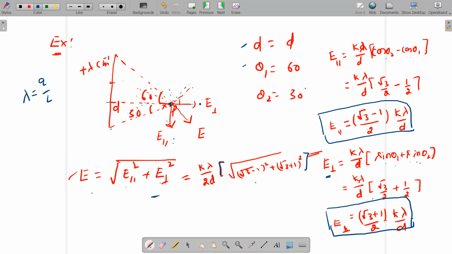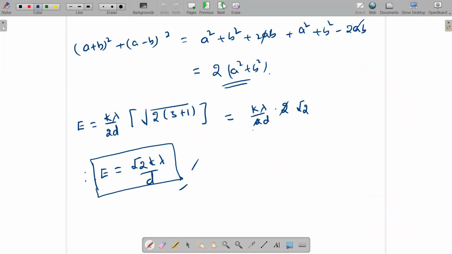So the parallel component of the field will be downwards. By making use of these directions, we get the net field direction will be in this direction. The direction you have to understand in this way. I hope you guys have understood how to find the magnitude and direction also, right? So now I'm giving you some examples. Note down those and practice yourself.